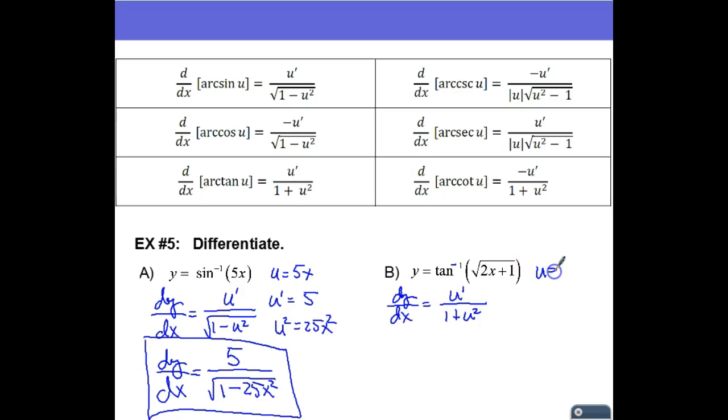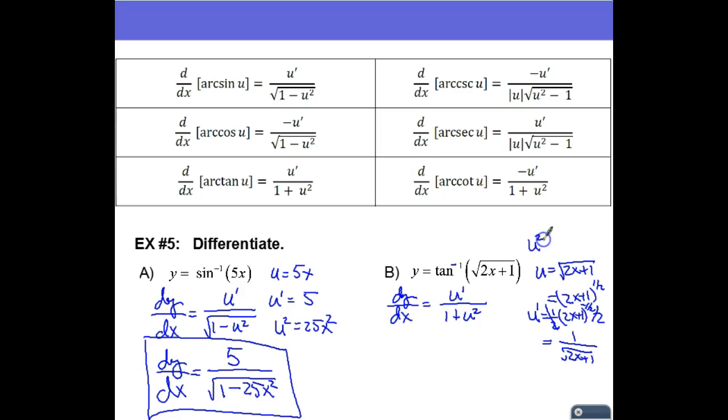In this case, u is equal to the square root of 2x plus 1. And we will rewrite that using fractional exponents, 2x plus 1 to the 1/2 power, and that will make it easy for us to find u prime. Using the power rule, we get 1/2 times 2x plus 1 to the negative 1/2 times the derivative of the inside via the chain rule. We get 2, but the 1/2 and the 2 cancel, and u prime is equal to 1 over the square root of 2x plus 1.